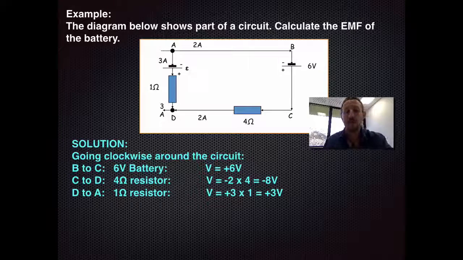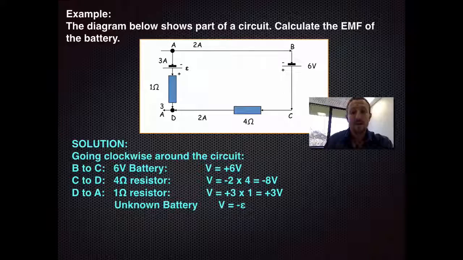By going against the current, it means that I get positive 3 volts. Okay, remember when I'm going with the current, it's negative, it comes out. So if I go against the current, I'm gaining energy, I'm going upstream. The result is I've got a positive 3 volts. Now going through the battery, notice I'm going positive to negative. So in this case, it's got a negative value. So my unknown battery has a voltage of negative epsilon, the negative EMF.